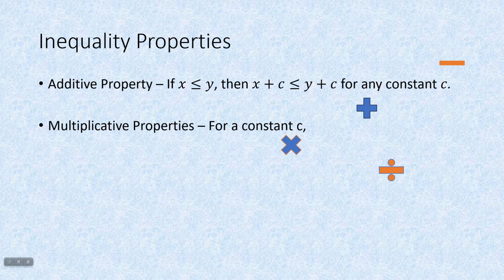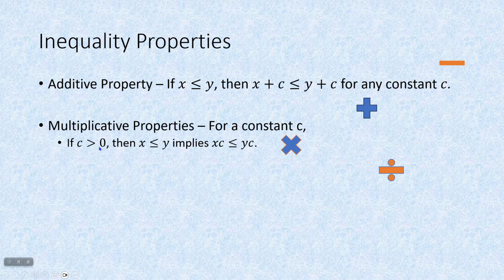We have a multiplicative property for a constant C. If C is greater than 0, then X less than or equal to Y implies that XC is less than or equal to YC. So this C could be a 1/2, right? So then we're dividing by 2. Are we multiplying by 1/2 or dividing by 2? Just like the additive property takes care of addition and subtraction, the multiplicative property takes care of multiplication and division. We just have to separate it.